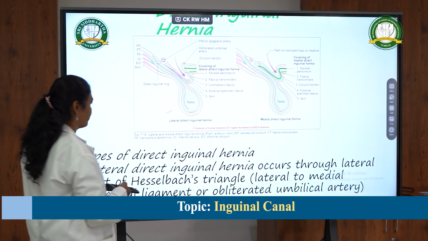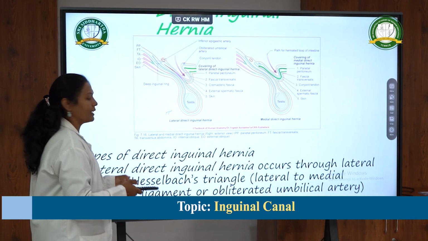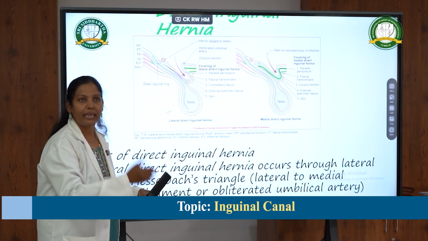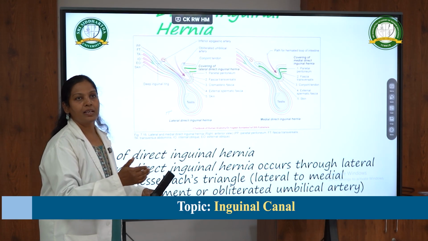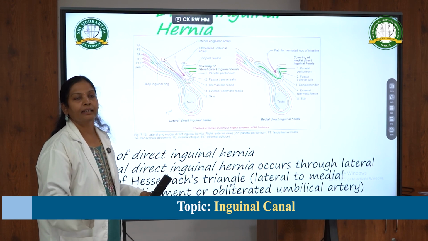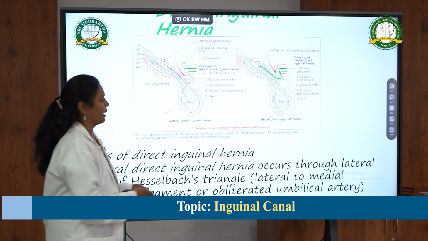So what are the types of direct inguinal hernia again? Based on whether it is protruding through the lateral part of Hesselbach's triangle or through the medial part of Hesselbach's triangle, direct inguinal hernia is classified into two types: medial direct inguinal hernia and lateral direct inguinal hernia.